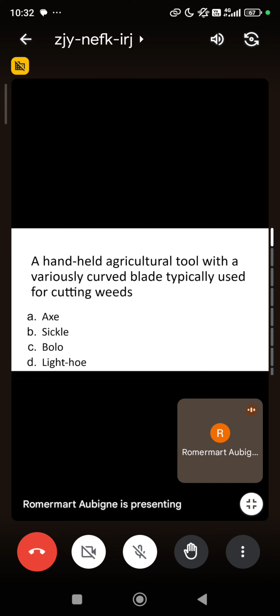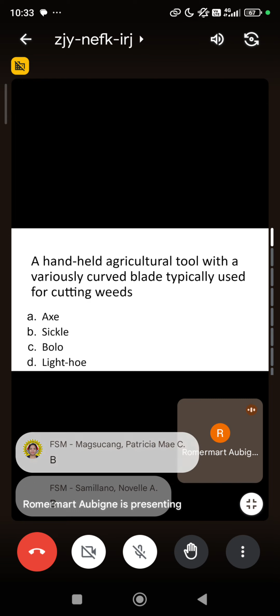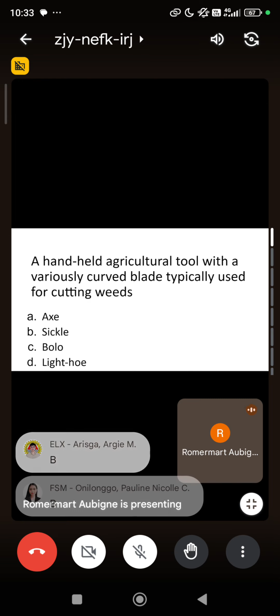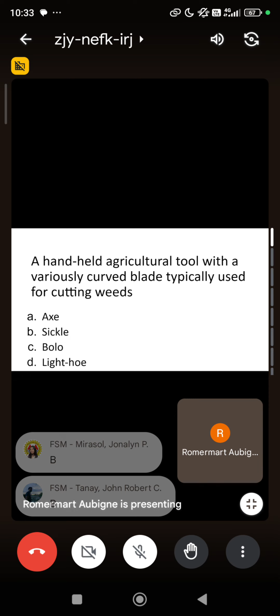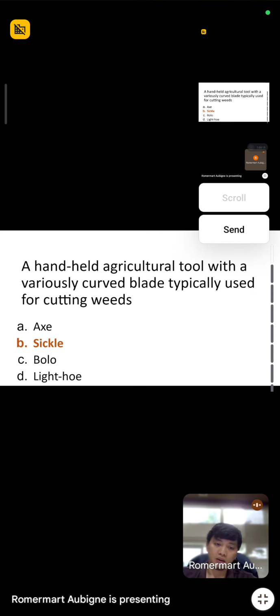Next, a handheld agricultural tool with a variously curved blade typically used for cutting weeds. A. Axe. B. Sickle. C. Bolo. D. Light hoe. The correct answer is sickle.